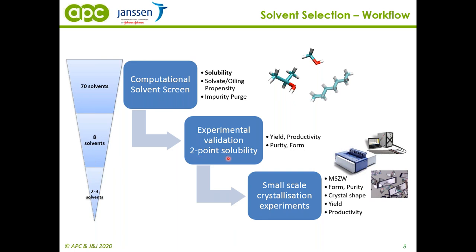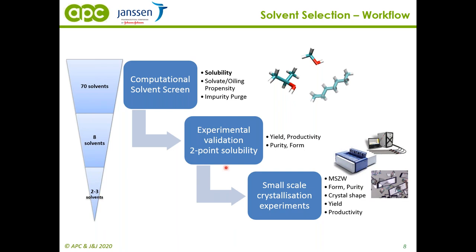For the experimental validation, we usually do two-point solubility. These experiments are usually done in Crystal16. And here, we don't only look for solubility, but also for potential degradation, so for the purity, and as well, we always isolate the solids and we look for the form. So two-point solubility is two temperatures, low and high temperature.